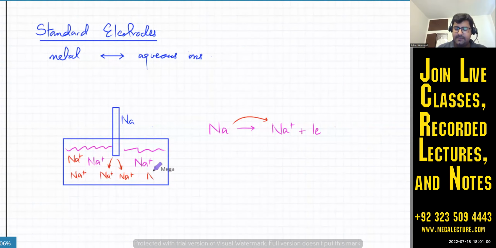You clear this first step? Is this clear? I mean, this is what sodium is going to do, right? Is that clear? Risha, clear? Naseeb, Omar, is this clear? Yes.